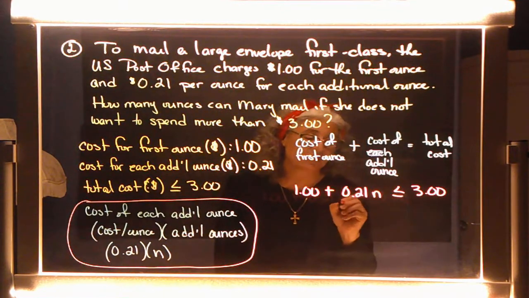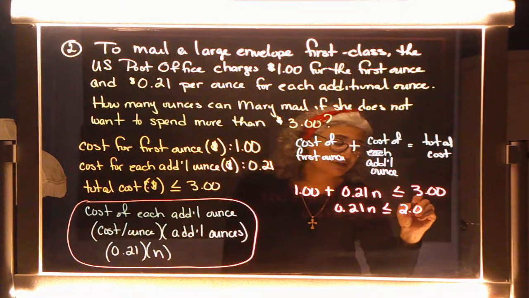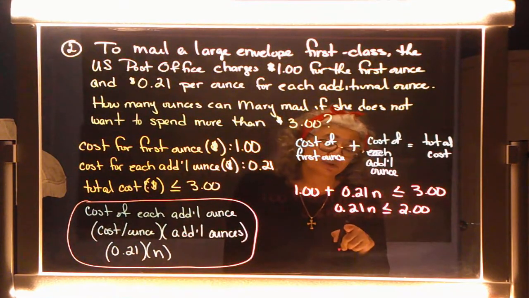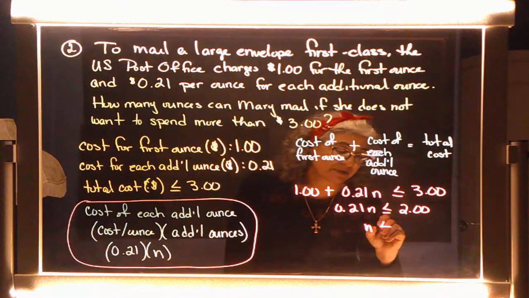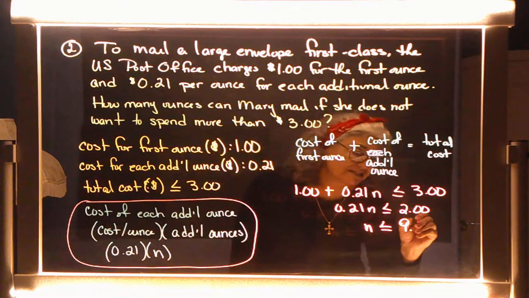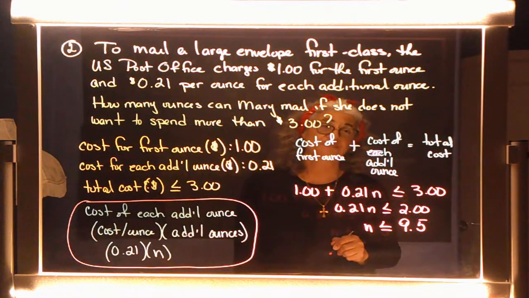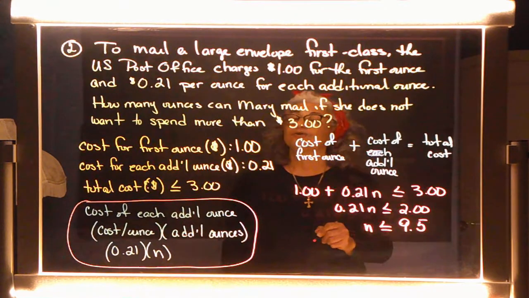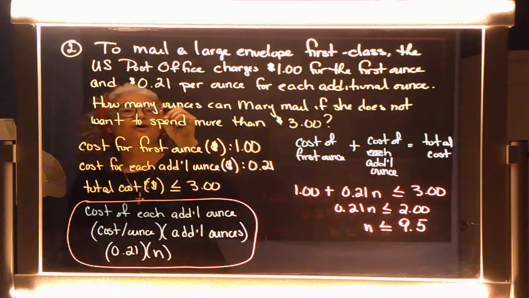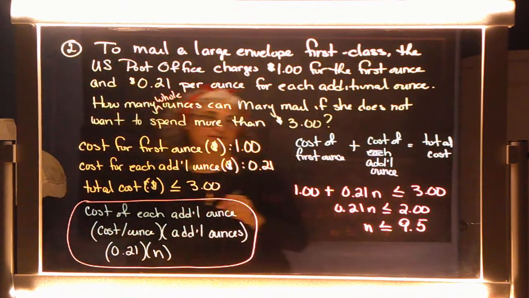So we got to move the dollar over, right? That's $2. We got to divide by 0.21. And since it's positive, my inequality sign stays the same. So I'm just going to round to one decimal place. 9.5. Got it? Okay. Now, I forgot a word up here. How many whole ounces? Hang in there. I'll be right back to that word.